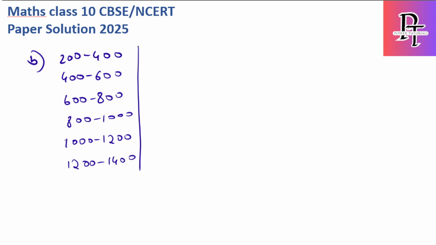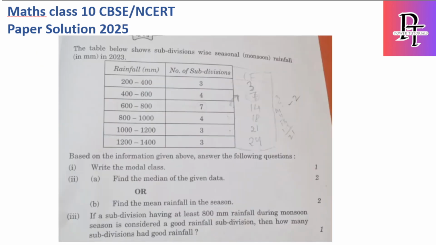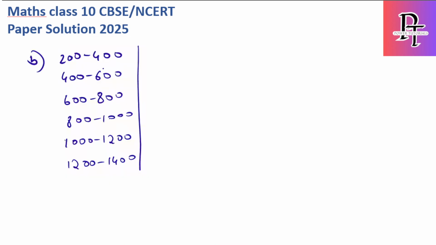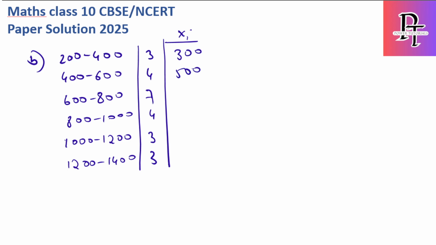Okay, let's write the frequency values: 3, 4, 7, 4, 3, 3. Let's write the xi values. xi is the mid value of those class intervals. It is 300, 500, 700, 900, 1100 and 1300.